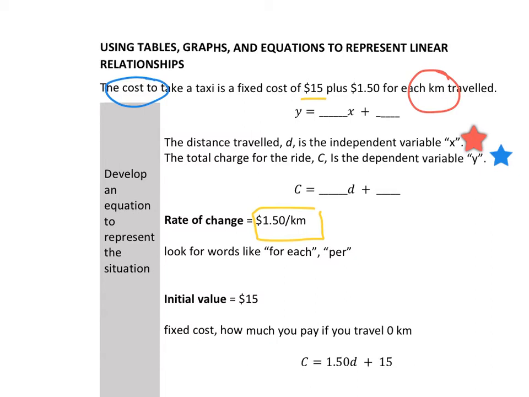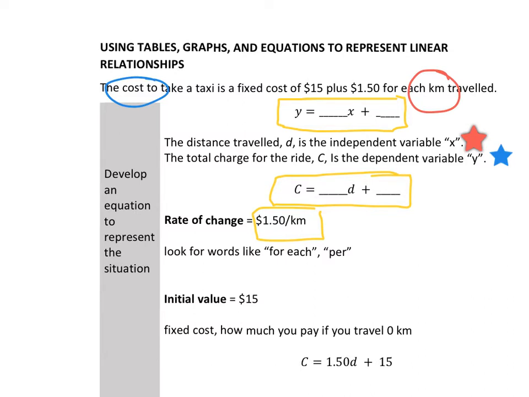The linear relationship is always represented by an equation that looks like this. Using our new variables, C and D, we have an equation C equals blank D plus blank, where we need to fill in those blanks. The rate of change is multiplied by the independent variable. So in this scenario, $1.50 per kilometer is multiplied by the number of kilometers the passenger travels.